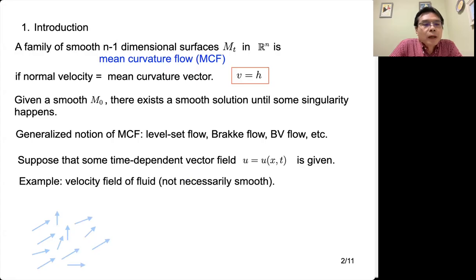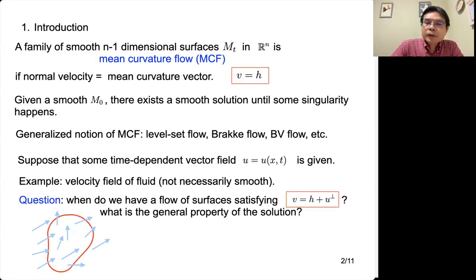The example I have in mind, and this is actually where I first got this problem, is the velocity field of a fluid, such as the velocity field coming from a solution of the Navier-Stokes equation or Euler equation. So you think of this vector field as given. Well, in some problems it's not actually given, it's part of the problem, but for now, let's say it's a given vector field.